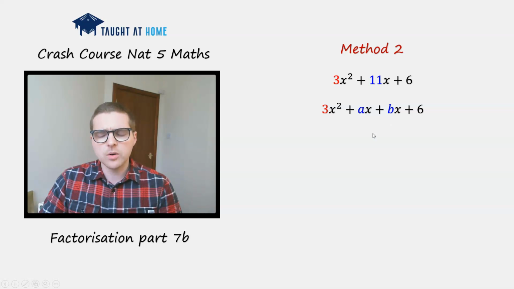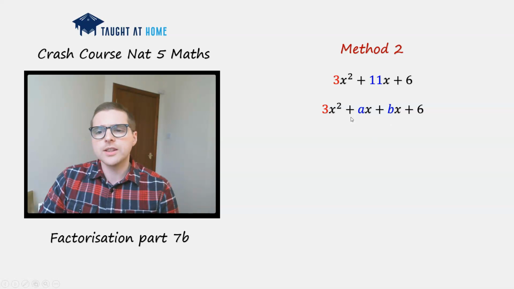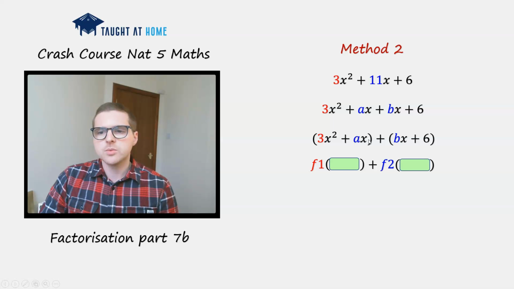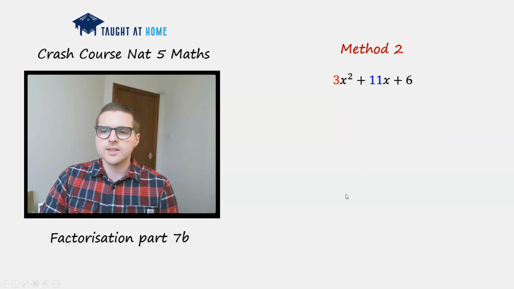And just to tell you where we're going with this, what we want to do is find the numbers of ax and bx that add up to 11 so we can put them into brackets like this, and we're going to factorize each of these brackets. So what we'll have to do is find an a that's a multiple of 3 and a b that's a multiple of 6 so we can factorize the brackets, and we'll be left with the terms in the brackets there. So let's go ahead and try this.